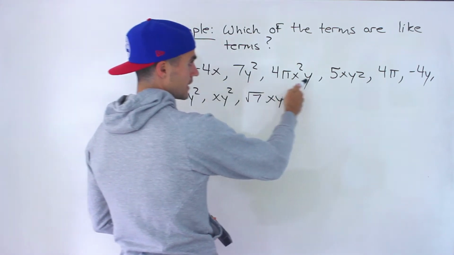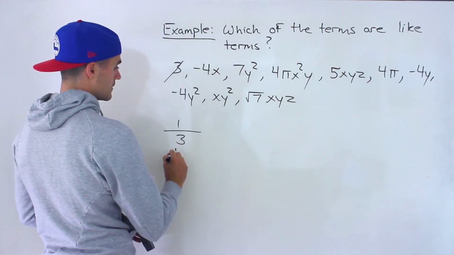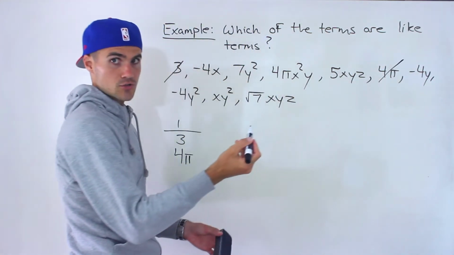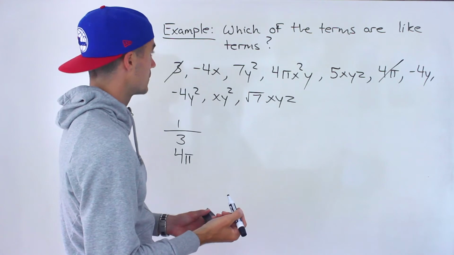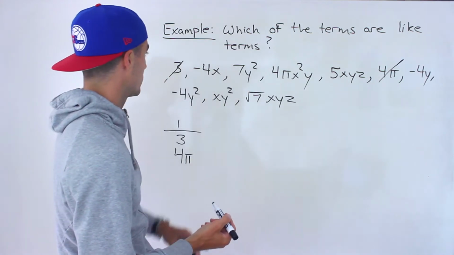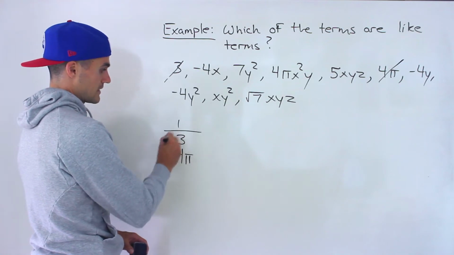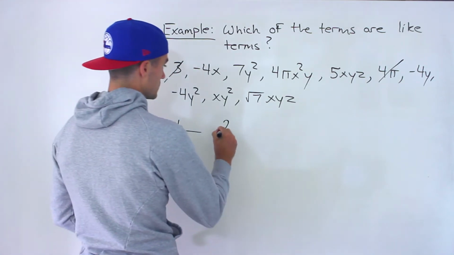Notice that the next one would be the 4 pi. Remember, pi is not a variable. That's an actual number. So 4 pi is a number as well. So we've got 3 and 4 pi, and I think that's it. Yeah, that's it for all the numbers. So that's the first group of like terms.